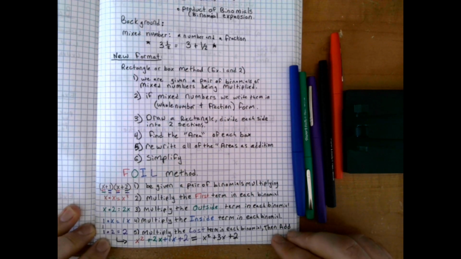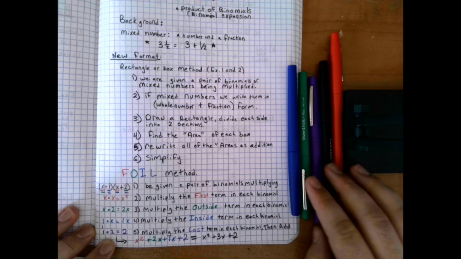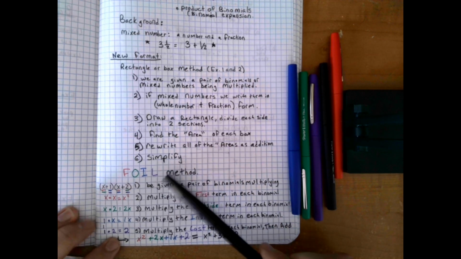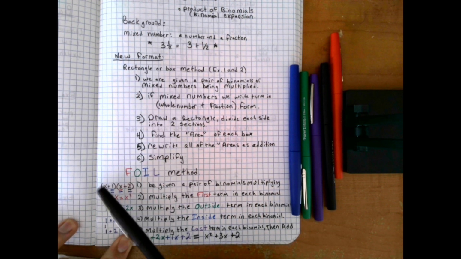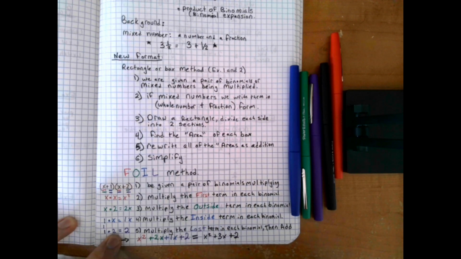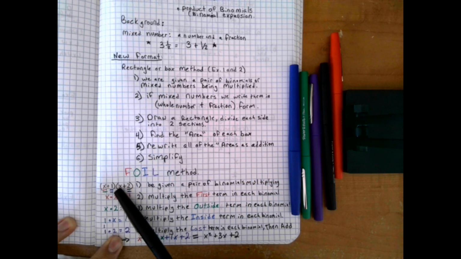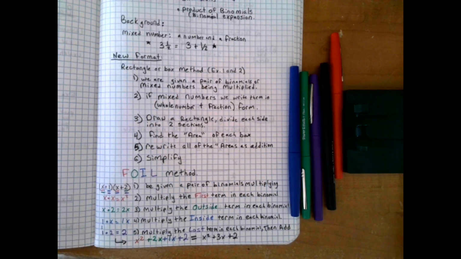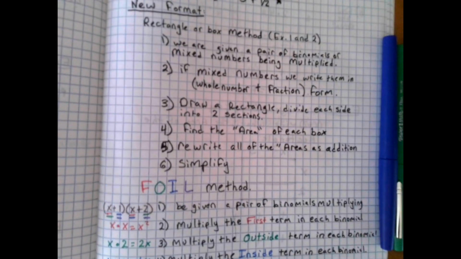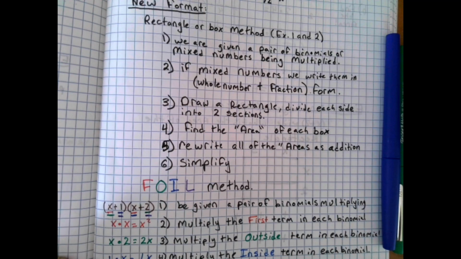The FOIL method. FOIL stands for first, outside, inside, last. I'm going to show you what I mean by that. There are 2 binomials right here, x plus 1 and x plus 2. Step 1 is you're going to be given a pair of binomials which are multiplying. That's what we've got here. You can see that they have parentheses around them. Inside of those parentheses, we have binomials. There's no operation in between the parentheses, which means that this is multiplying.